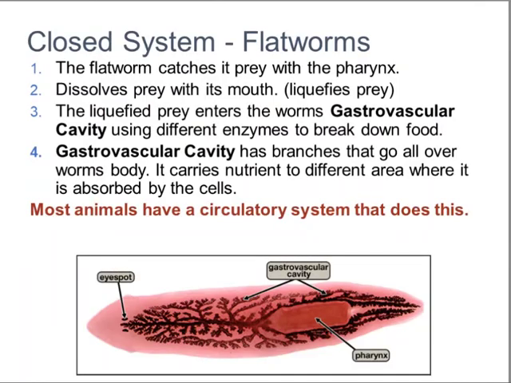Okay. The flatworm catches its prey with the pharynx. It dissolves the prey with its mouth. It liquefies it. And then that liquefied organism enters this large gastrovascular cavity. Okay, so it's broken down in here, and then the gastrovascular cavity distributes it to all the different parts of this organism. We can draw an arrow going both ways, out and in. That's the way.